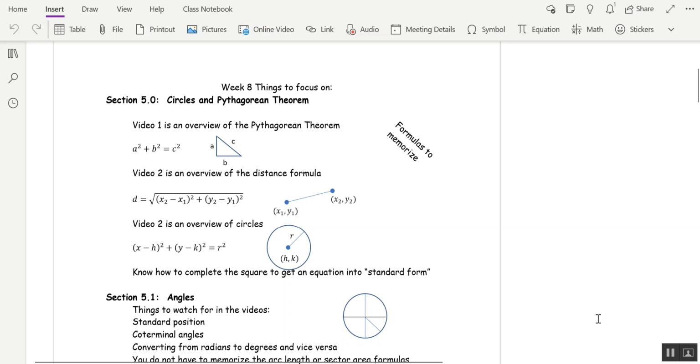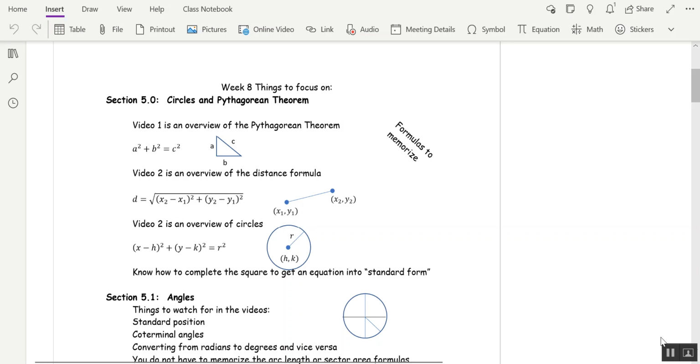This is going to be a huge week because we're going to start on trig. So let me just jump right to our summary. There's a number of things that you need to memorize this week. I'm not big on memorization, but there's certain things in math that you just can't do without.